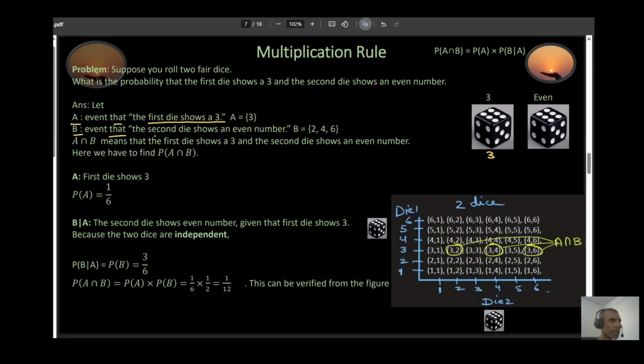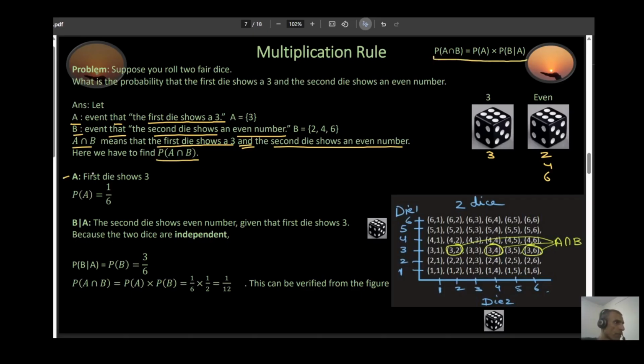B be the event that the second die shows an even number. So this would be like 2, this can be 4, this can be 6. A intersection B means that the first die shows 3 and the second die shows an even number. Here we have to find the probability of A intersection B, or in other words, the probability of A and B. So we'll be using this formula right here.